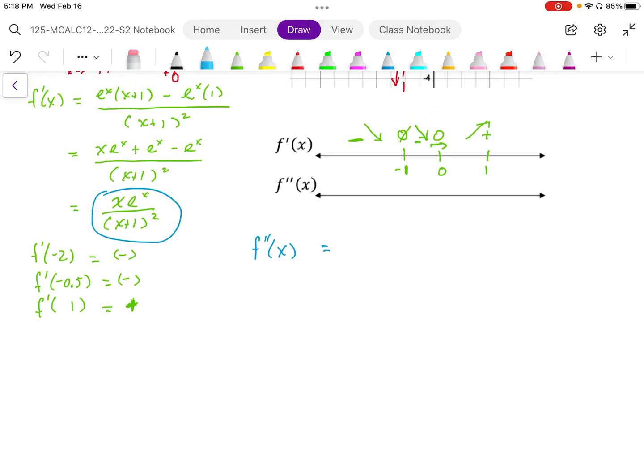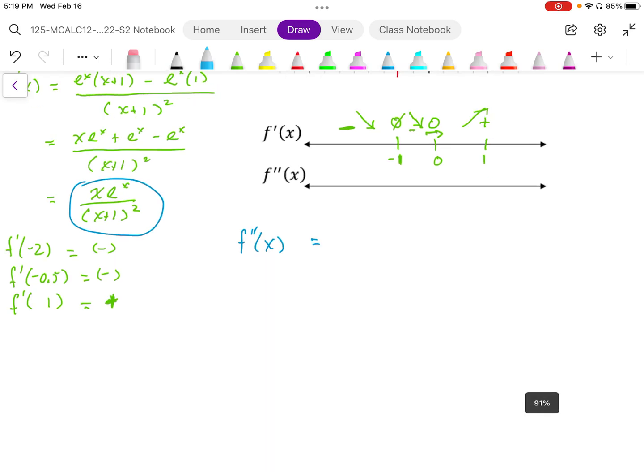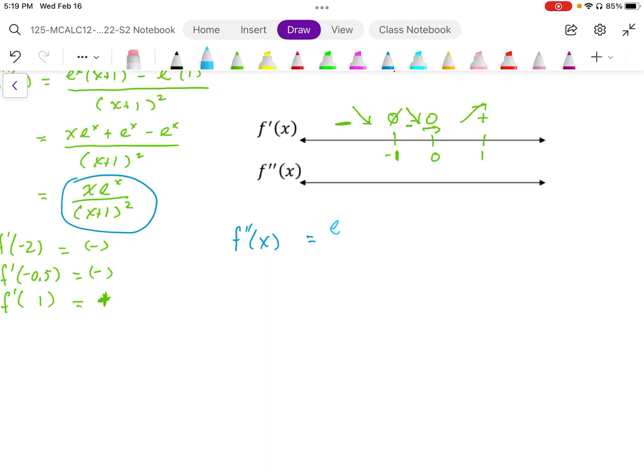So we're going to take that first derivative, x e to the x over x plus 1 squared, and we're going to find the second derivative. So I'm going to apply the product rule. So I end up with 1 times e to the x, plus x times e to the x. And that's the product rule for the numerator.